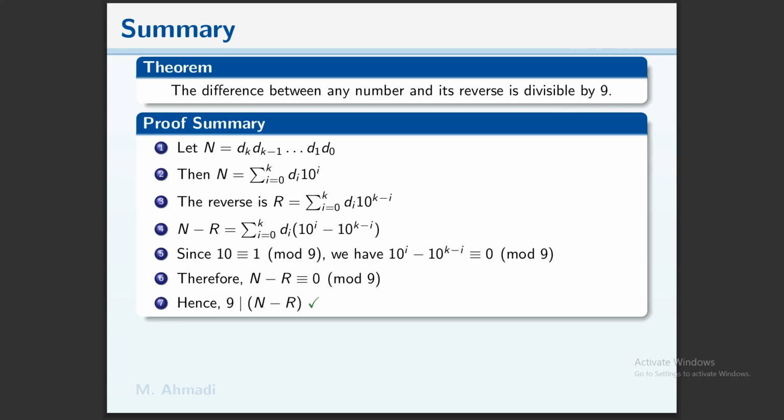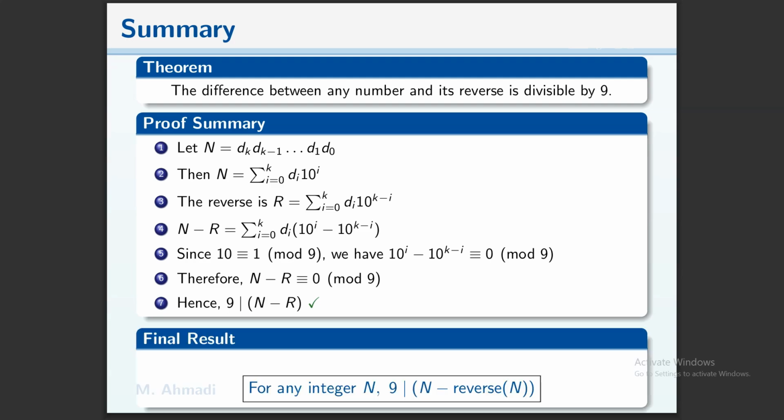Now for a summary of the theorem: the difference between a number and its reverse is divisible by 9. These are the different steps that we have presented. And the final result: for any number n, 9 divides n minus the reverse of n.